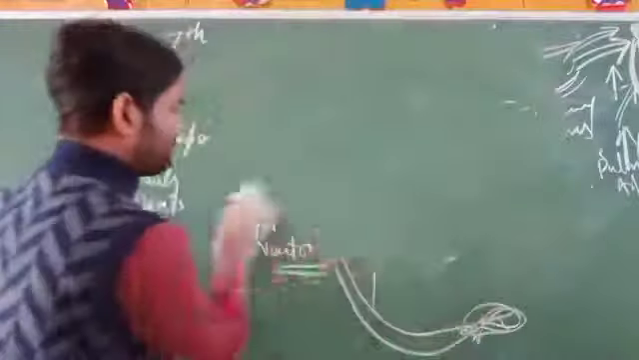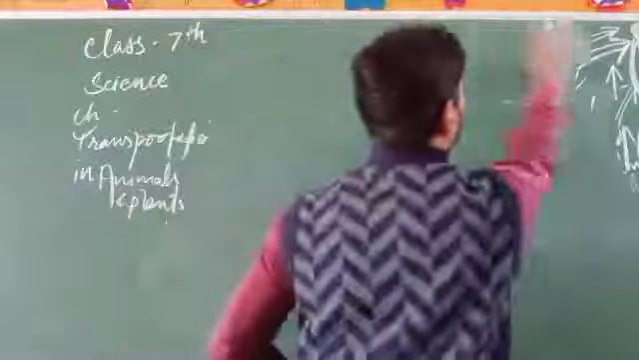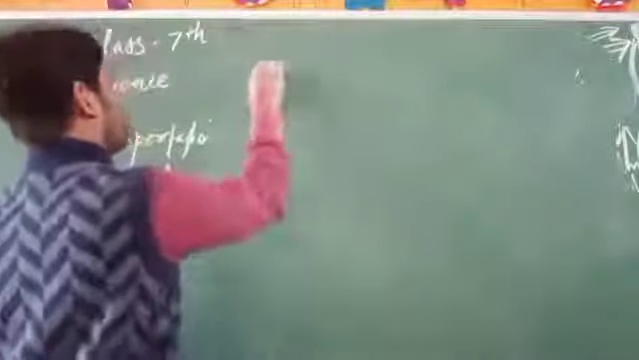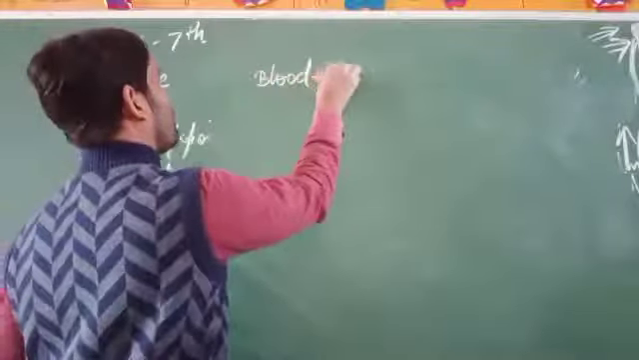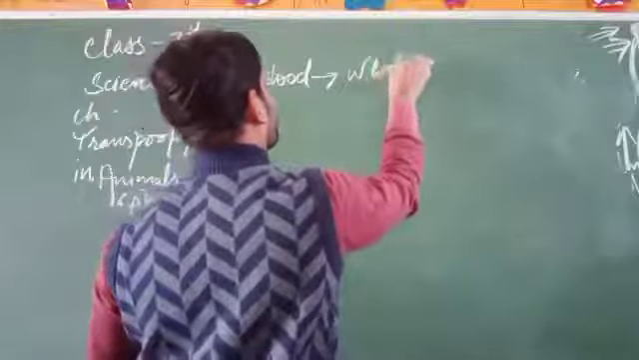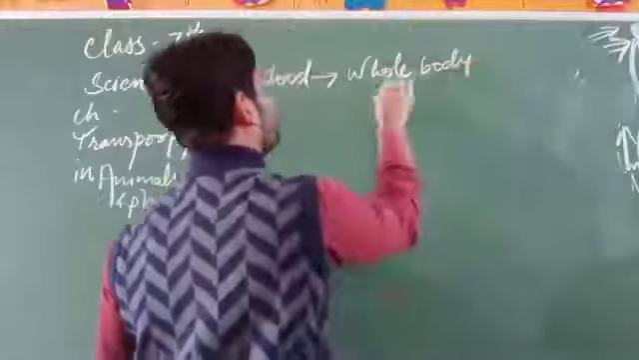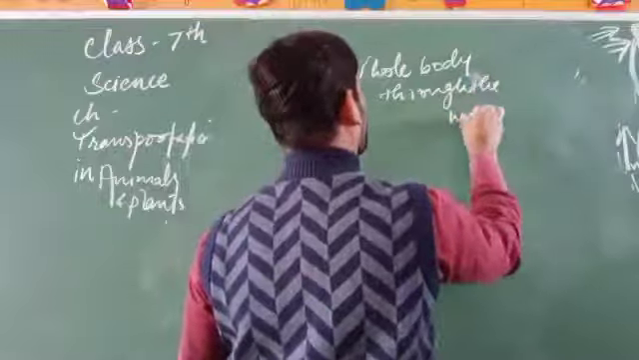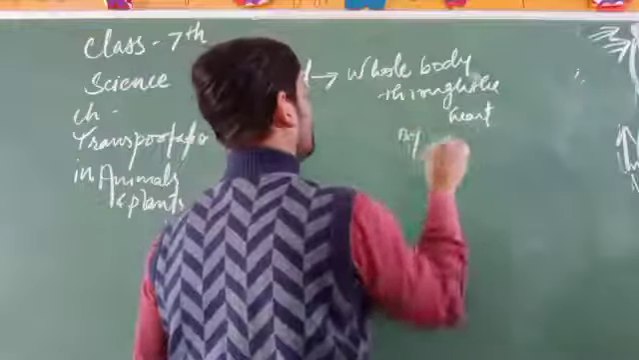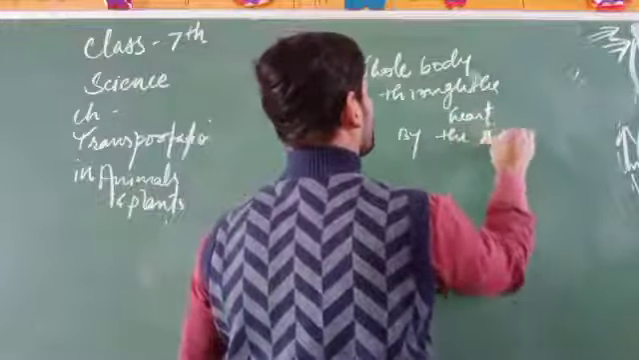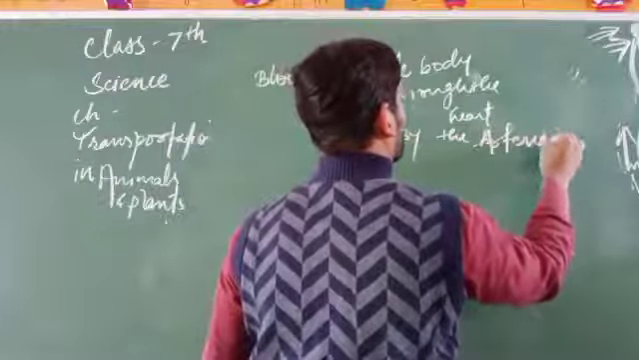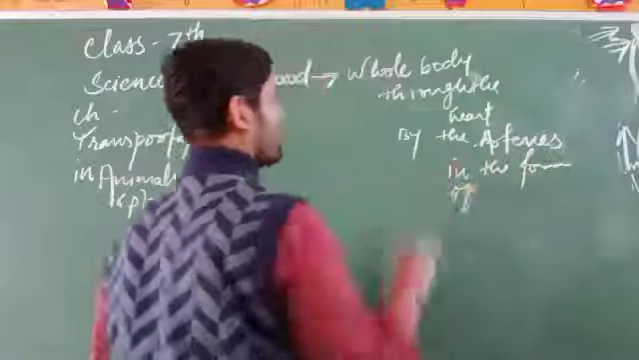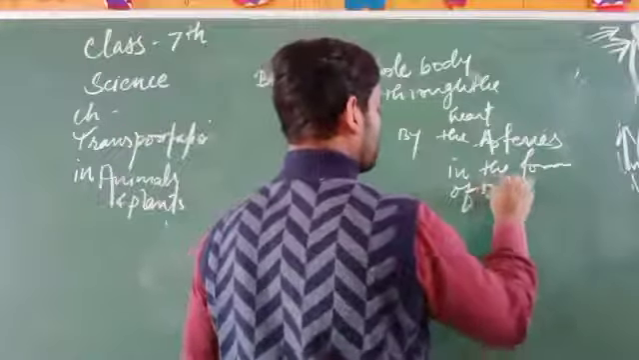So simply we can write: the blood firstly reaches the whole body through the heart by the arteries in the form of oxygenated blood.